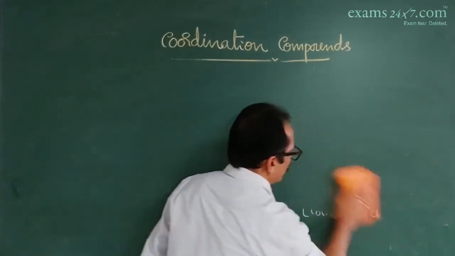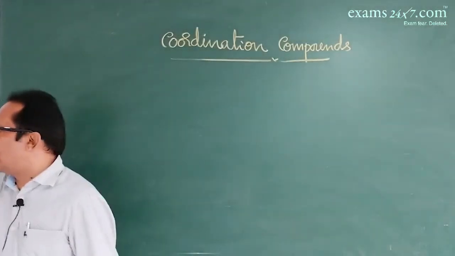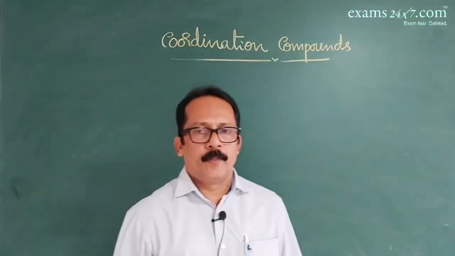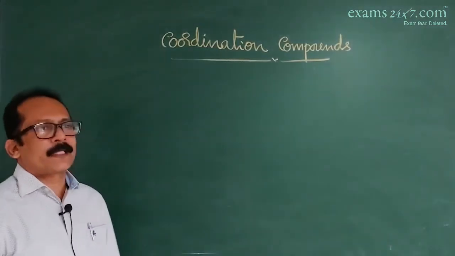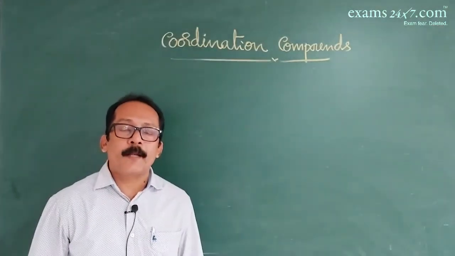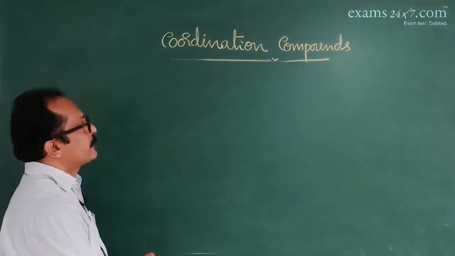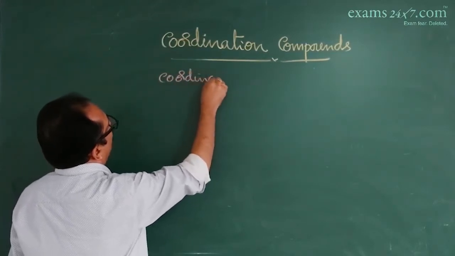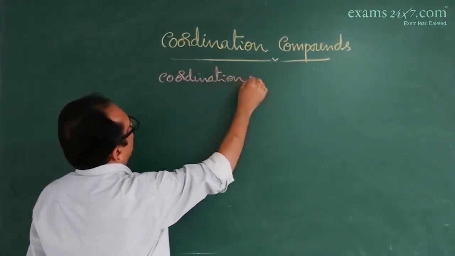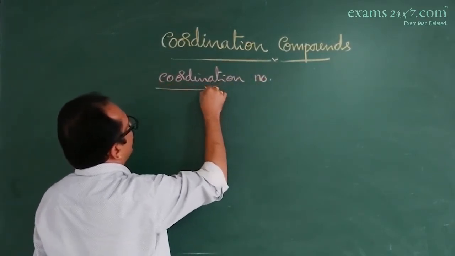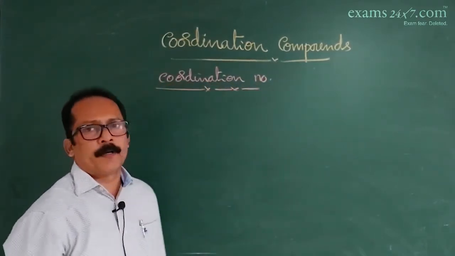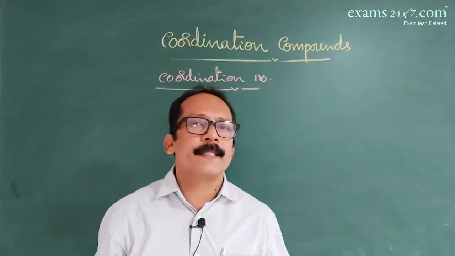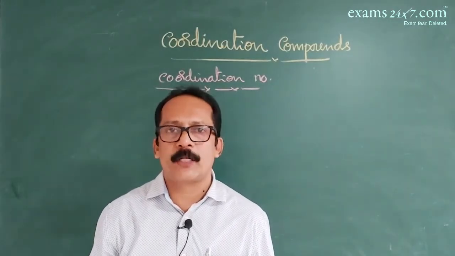Now, next about the term coordination number. What is called coordination number? The coordination number is defined as the number of coordinate bonds formed around the central metal atom or metal ion in a complex compound. So, number of coordinate bonds is called coordination number. In the case of monodentate ligand, number of ligands equals number of coordinate bonds, the coordination number.